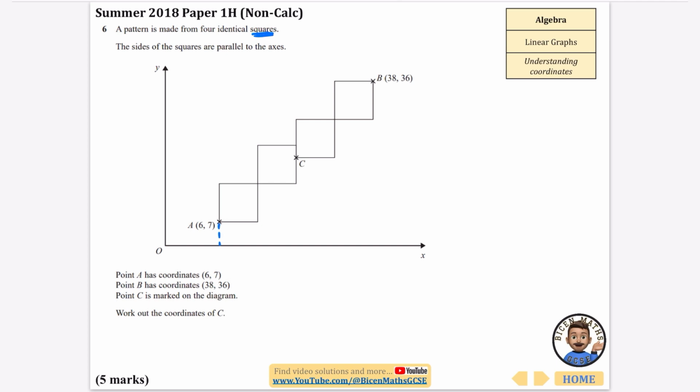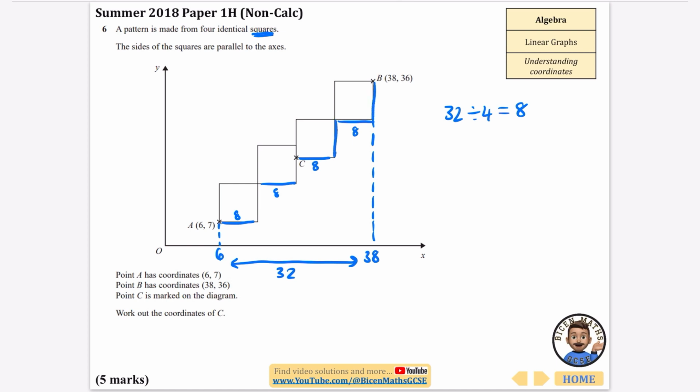So A's x coordinate, it says, is 6 because it's the first number, and B's x coordinate that we've got here is 38. So we can tell that the gap between 38 and 6 is 32, and that's corresponding to 1, 2, 3, 4 squares. So if I do 32 divided by 4, that means that the side length of each square is 8. So I can fill all these bits in here with an 8, and because they're squares, all of these lengths are going to be 8.